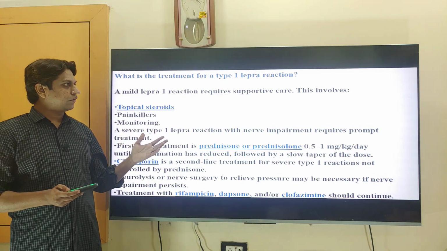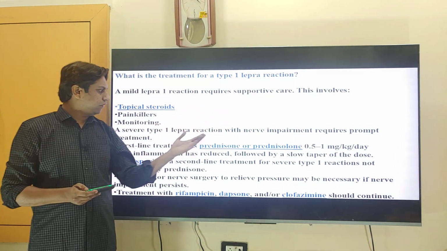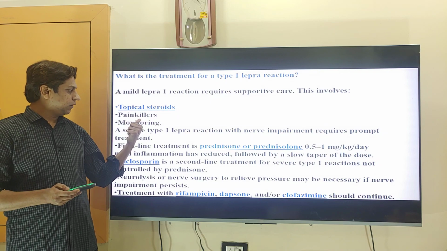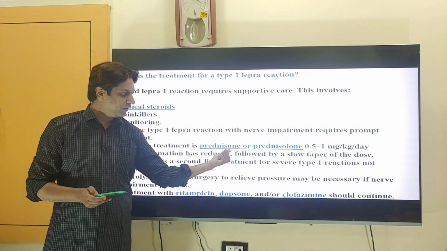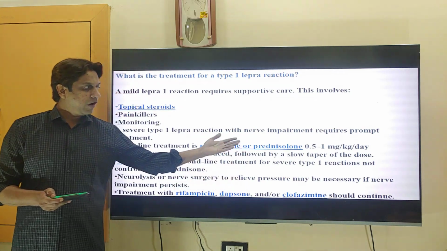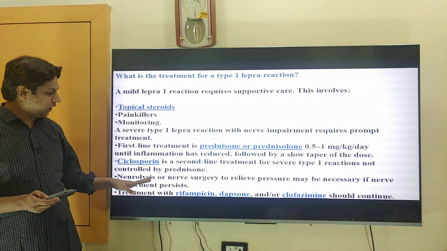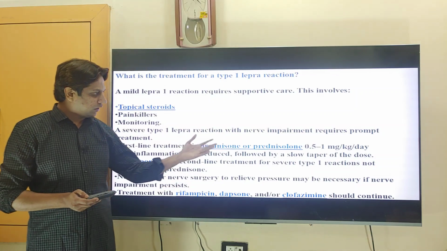So how to treat this? Basically it requires supportive treatment, with painkillers, that is NSAIDs, and monitoring. But the drug of choice is steroids, basically the oral steroid prednisolone 0.5 to 1 milligram per kg per day. So cyclosporine and other drugs can be continued.